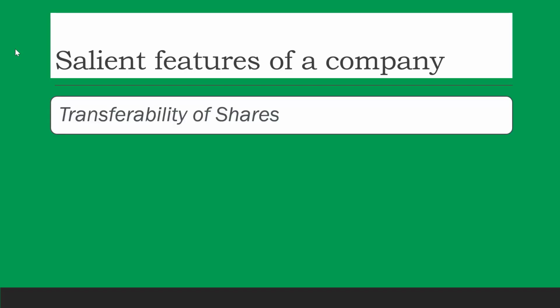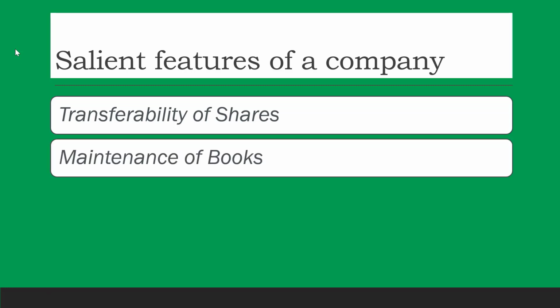Transferability of shares. Shares can be transferred in case of a company. In case of a listed company, people can sell shares in the market. They don't even have to ask the company. They switch over from one company to another company. It can be easily done, which is not the case in any other form of organization.